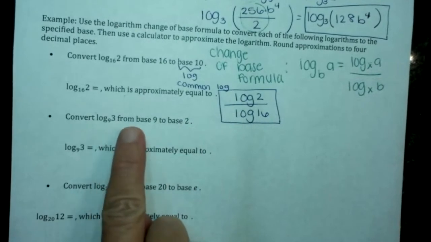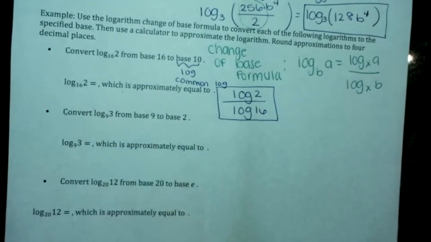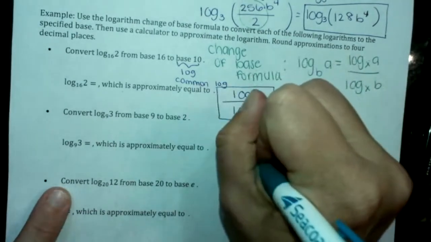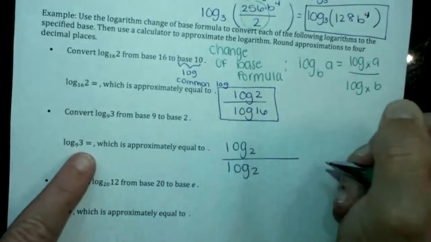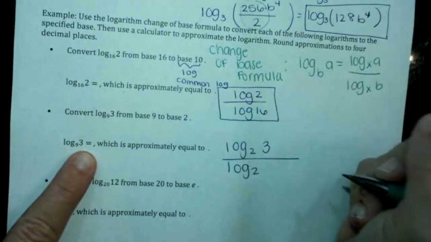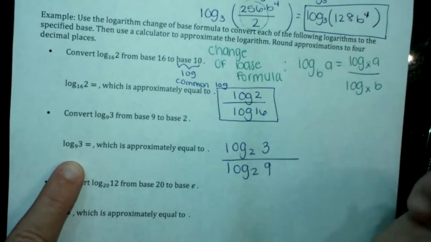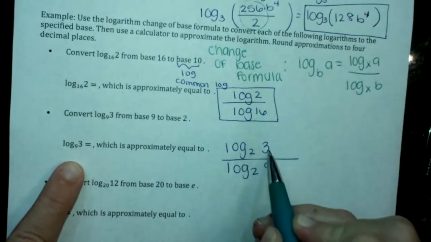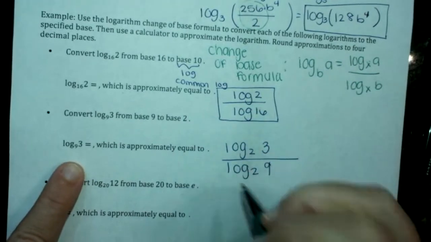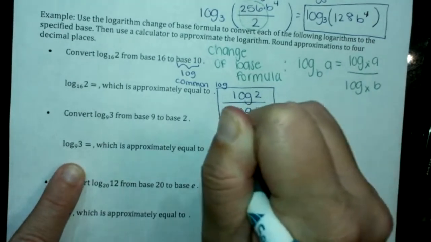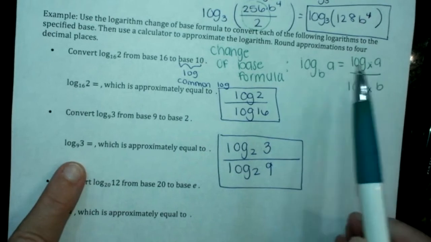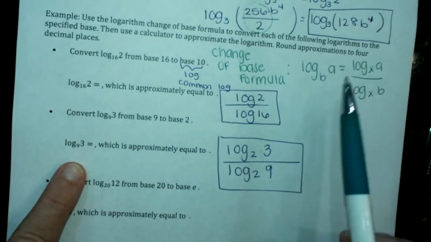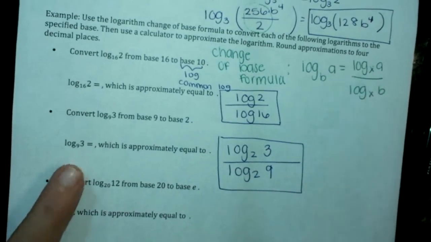So log base 9 of 3, changing it from base 9 to base 2. So they're both going to be log base 2. That 3 is up top, it's going to go to the top of my fraction. The 9 is on the bottom, it's going to go to the bottom. So log base 2 of 3 all over log base 2 of 9. That's it. So just kind of seeing where stuff goes. See that 3 is going to go up top, the 9 is going to go on the bottom. It told me to use base 2, so in this case my x's are 2's.